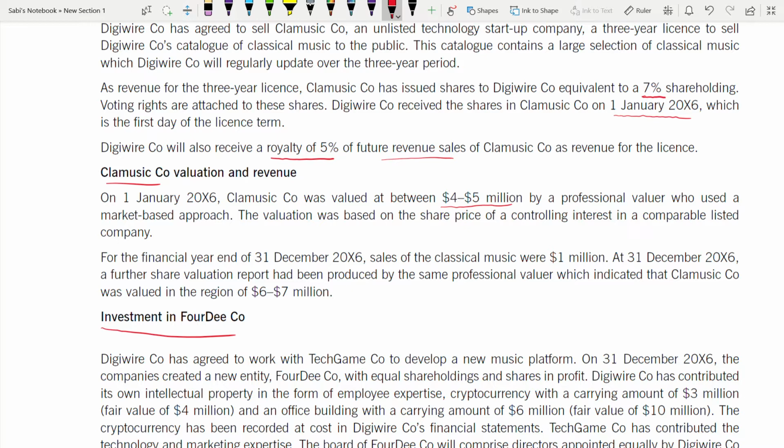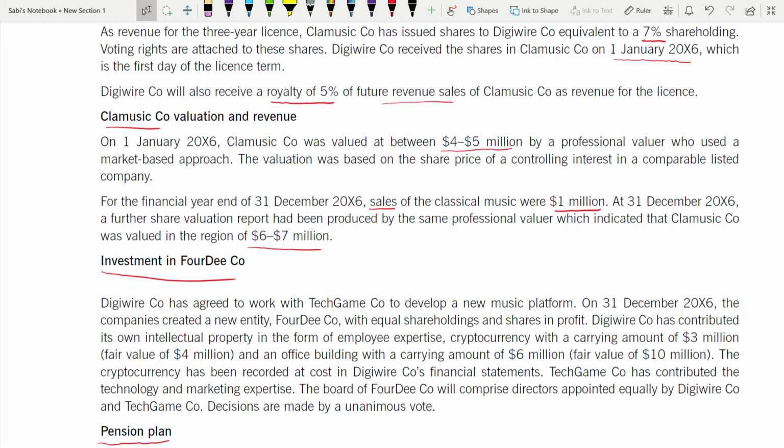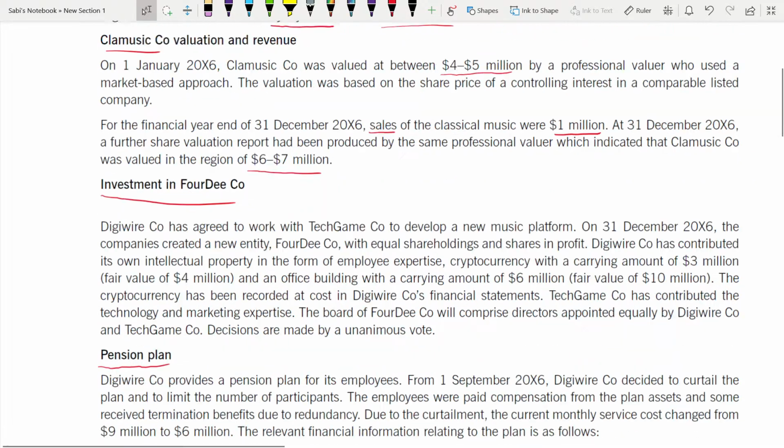So for the financial year end 31st December 2006, what is the sales of Clay Music? It is this much. On 31st December 2006, a further share valuation report was produced by the same professional valuer which indicated that Clay Music was valued in the region of this to this. Before they said it was 4 to 5, now they say 6 to 7 million. So I'm not going to read the second investment in 4A, that is for requirement B. Now I'm going to answer requirement A.